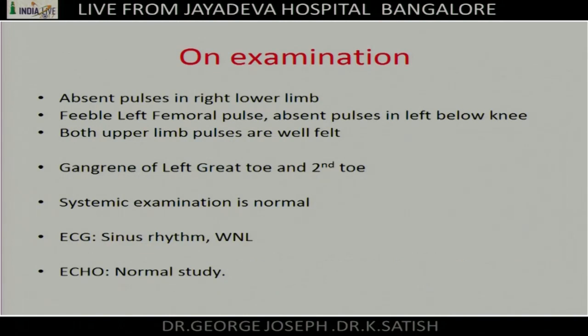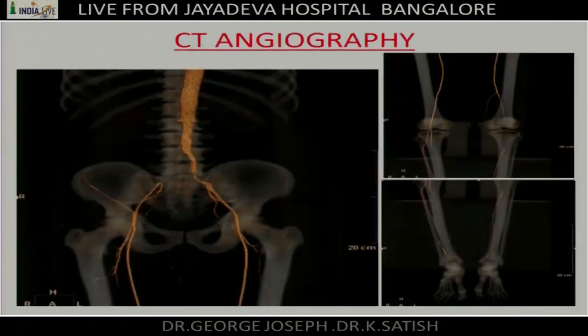Next one, please. On physical examination, right lower limb pulses are absent, left femoral is weak, and below that no other pulses are felt. Otherwise there are no significant findings. Next slide, please. And that's the 3D reconstruction of the CT angio.